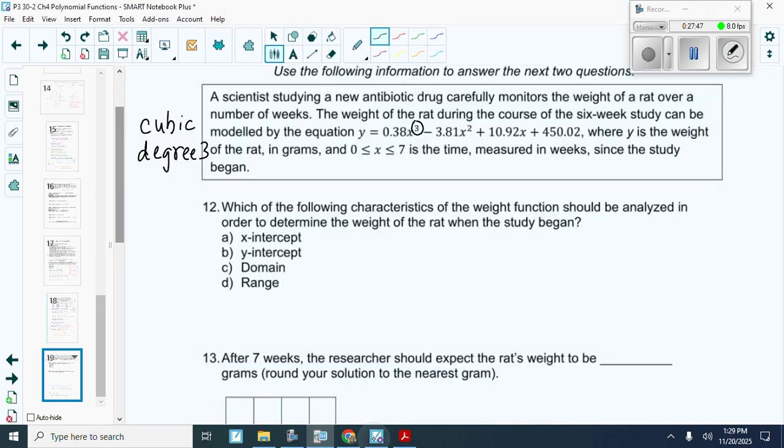Okay, so then, which of the following characteristics of the weight function should be analyzed to determine the weight of the rat when the study began? So when the study began is time equals 0. So what are you looking for? Are you looking for the x-intercept, the y-intercept, the domain, or the range? Okay, if you guys chose the y-intercept, then you're doing good. So when the study began, x was equal to 0.